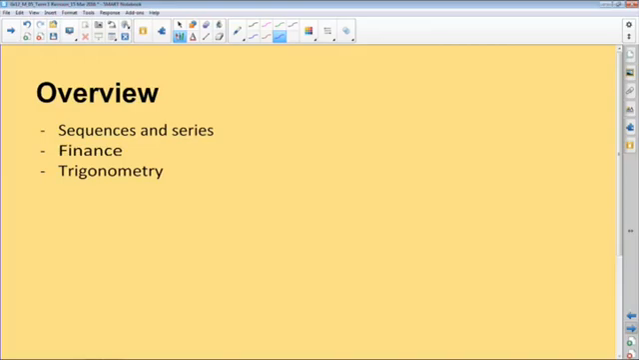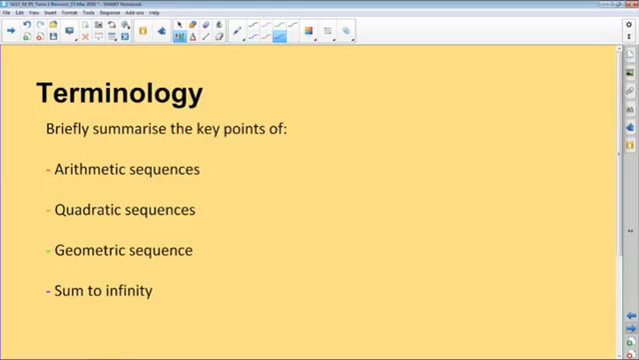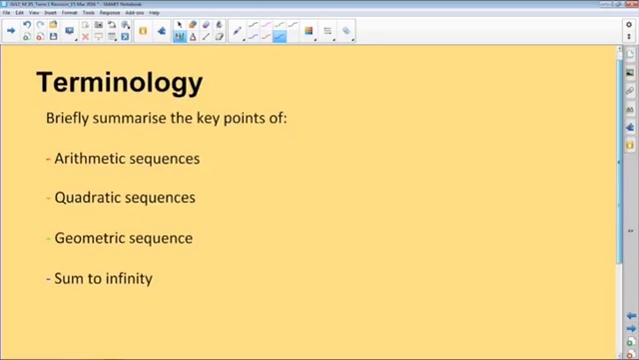And what I'd like to kick things off with is just for you guys to now take a few minutes and to summarize the key points when we're talking about arithmetic sequences, quadratic sequences, geometric sequences, and sum to infinity. So there's quite a lot of information when you look at each of these sections. So try and get all the key points while you summarize this. Let's give you 3 minutes because there is quite a bit to do.